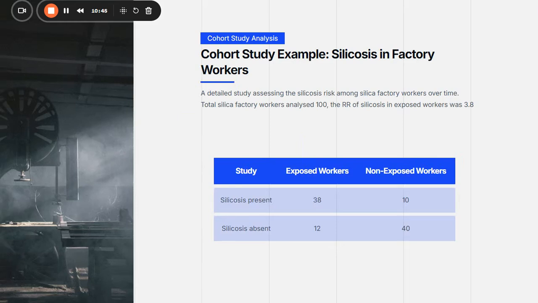Now let us take a hypothetical example of silicosis in factory workers. The researcher tried to determine whether the factory workers working in a silica factory are more prone towards silicosis or not. So he recruited 100 individuals working in that factory who did not have silicosis at that time, and then followed them for a period of time and came to know that the risk ratio of silicosis in exposed individuals was 3.8. Now, how this 3.8 comes into play, let us discuss by going back to the presentation slide.